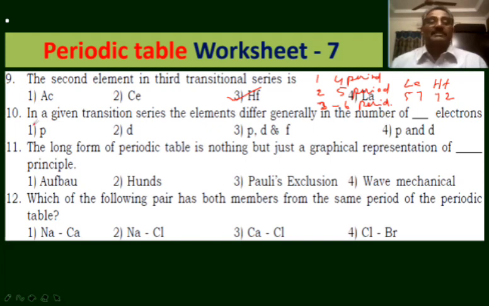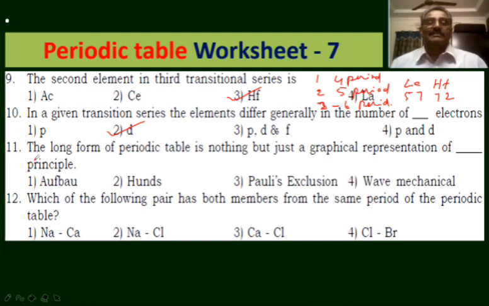Next, 10th question. In a given transition series, the elements differ generally in the number of dash electrons. Which electrons? They differ in the number of d electrons, that is electrons in the d orbitals. The d orbitals are being filled in the transition elements, so they differ in the electrons in the d orbitals.